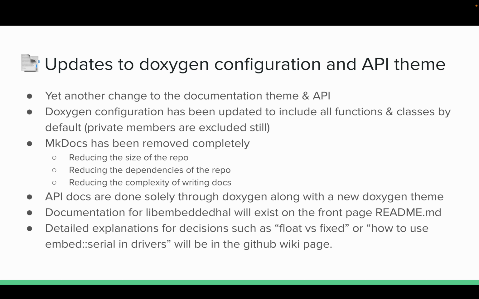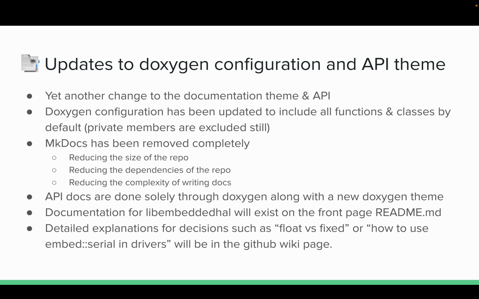All right. Next up, updates to Doxygen configuration and API theme. So yet another change to documentation. In this case, I made Doxygen more permissive to pull in as many things as possible. I am concerned that it might be skipping documentation right now, because it grabs as much information as possible and doesn't warn you if you haven't documented something. So I'm going to do some checks on that at some later time, but that's something that's happened.